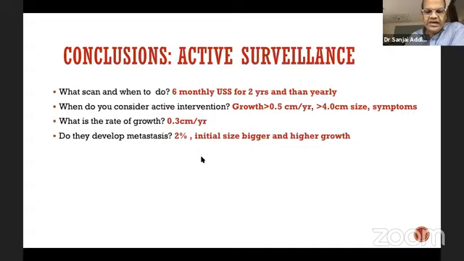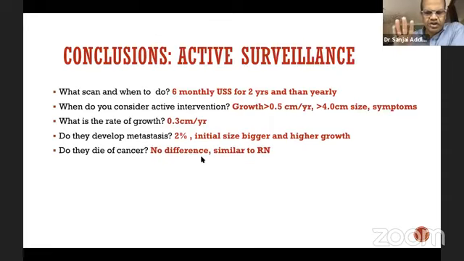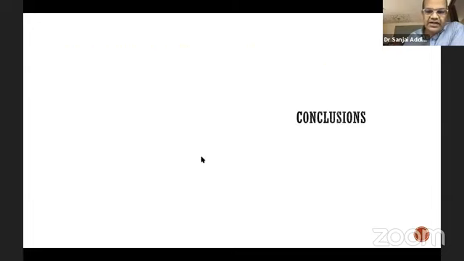Do they develop metastasis? Yes, around 2%. Mainly the ones who are bigger than 4 centimeters at the outset or higher rate of growth, around 0.8 centimeters per year. Do they die of cancer? No, cancer-specific survival is the same. Psychological is none. So this is my talk about active surveillance.